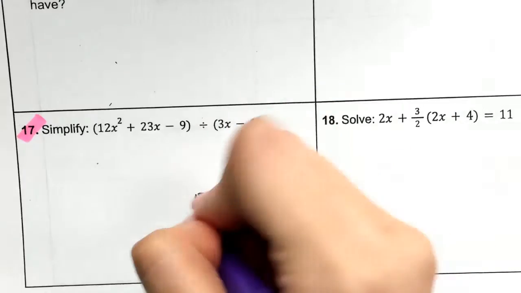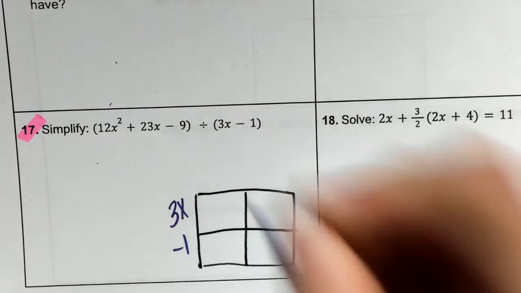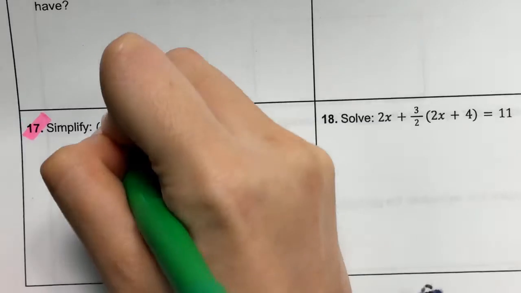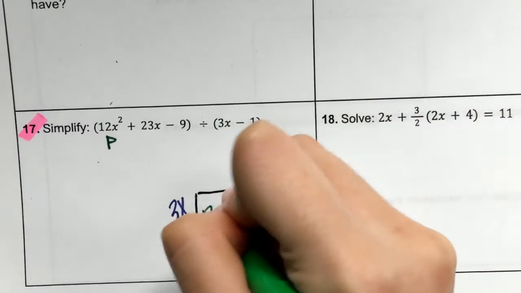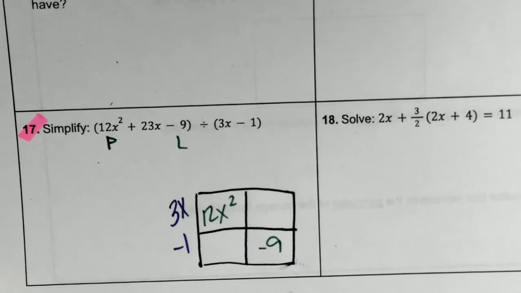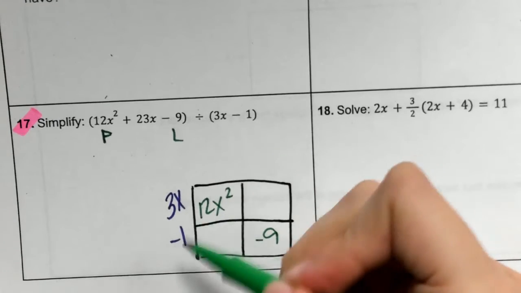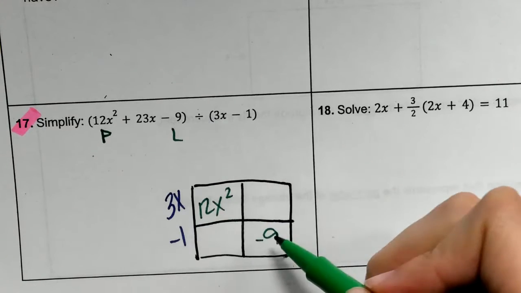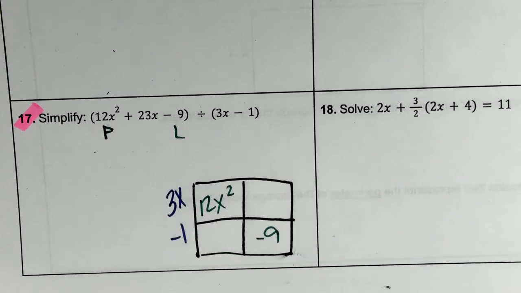My outside term is 3x minus 1. My first and last term need to go in. My first term is 12x squared. My last term is negative 9. So once you've filled in your side parentheses and your first and last term, you can start working backwards.